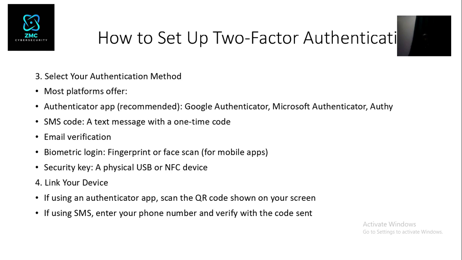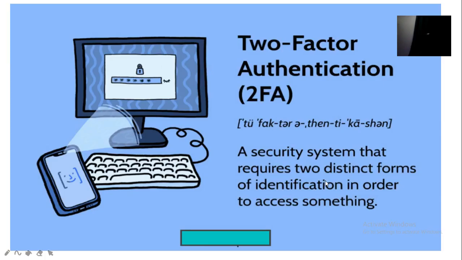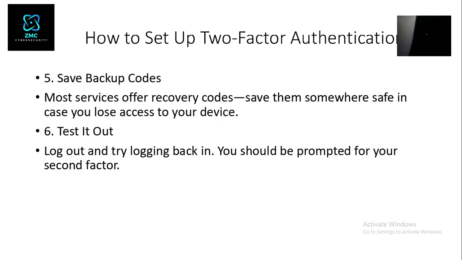And fourth, you will link your device. If using an authentication app, scan the QR code shown on your screen to link it to that particular application you're using. And if using SMS, you enter your phone number and you verify with the code sent. This is a graphical explanation: a security system that requires two distinct forms of identification in order to access something, and that's what we call two-factor authentication.